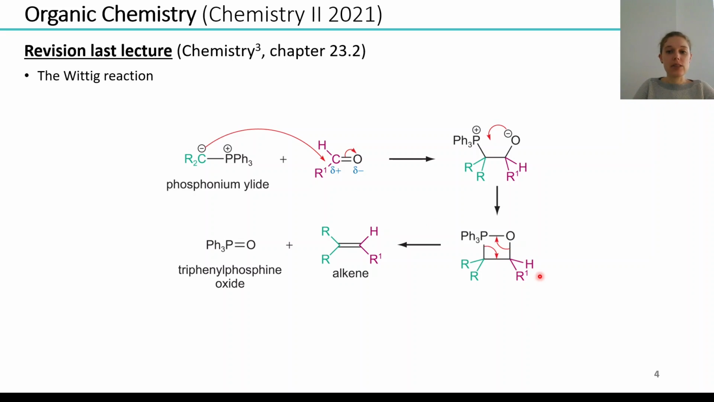Then in the second step, the betaine further reacts and forms an unstable four-membered ring. And this ring is called oxaphosphetane. And finally, in the last step, the oxaphosphetane breaks to form an alkene and triphenylphosphine oxide. And the driving force of this reaction is the formation of a phosphorus-oxygen double bond. So in summary, the Wittig reaction replaces the oxygen atom of the carbonyl group with a CR2 group.